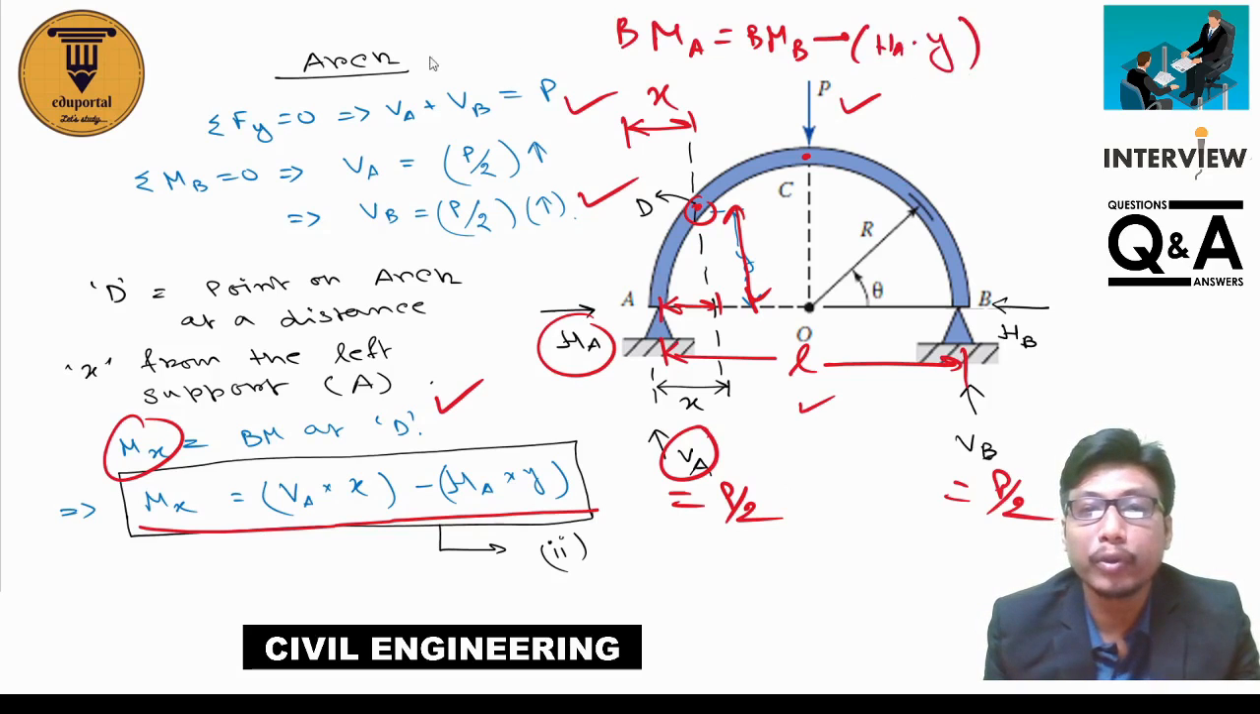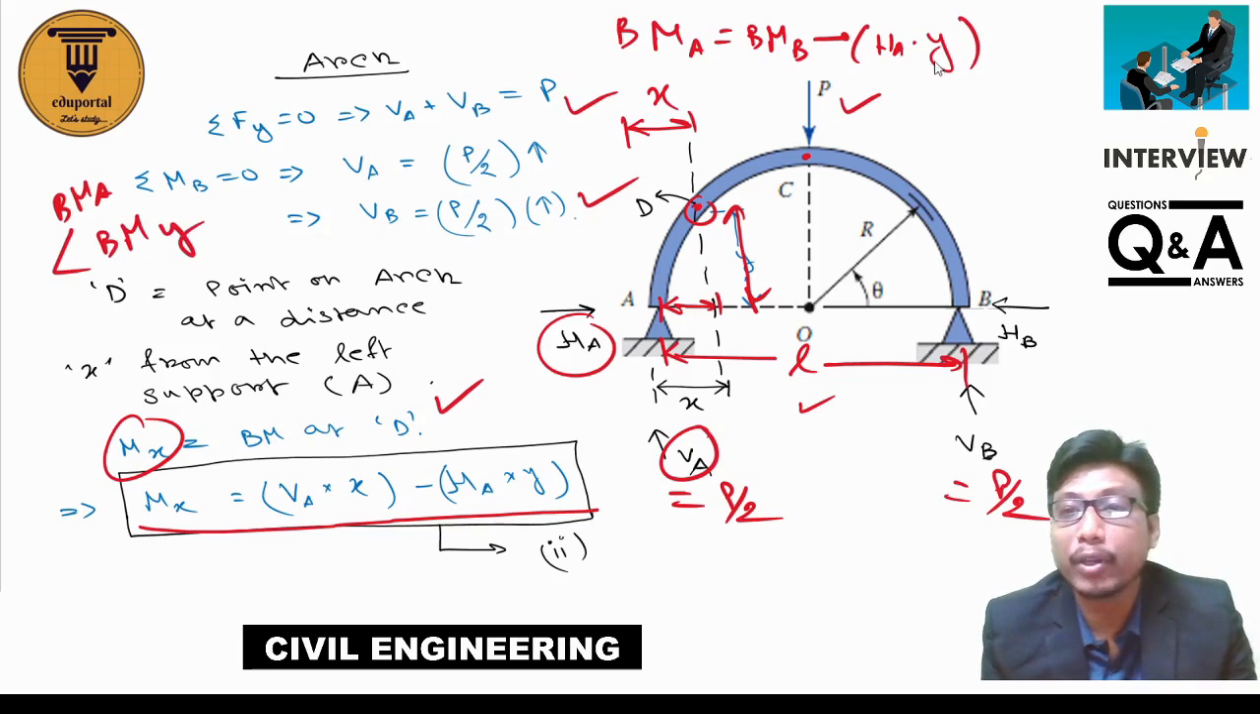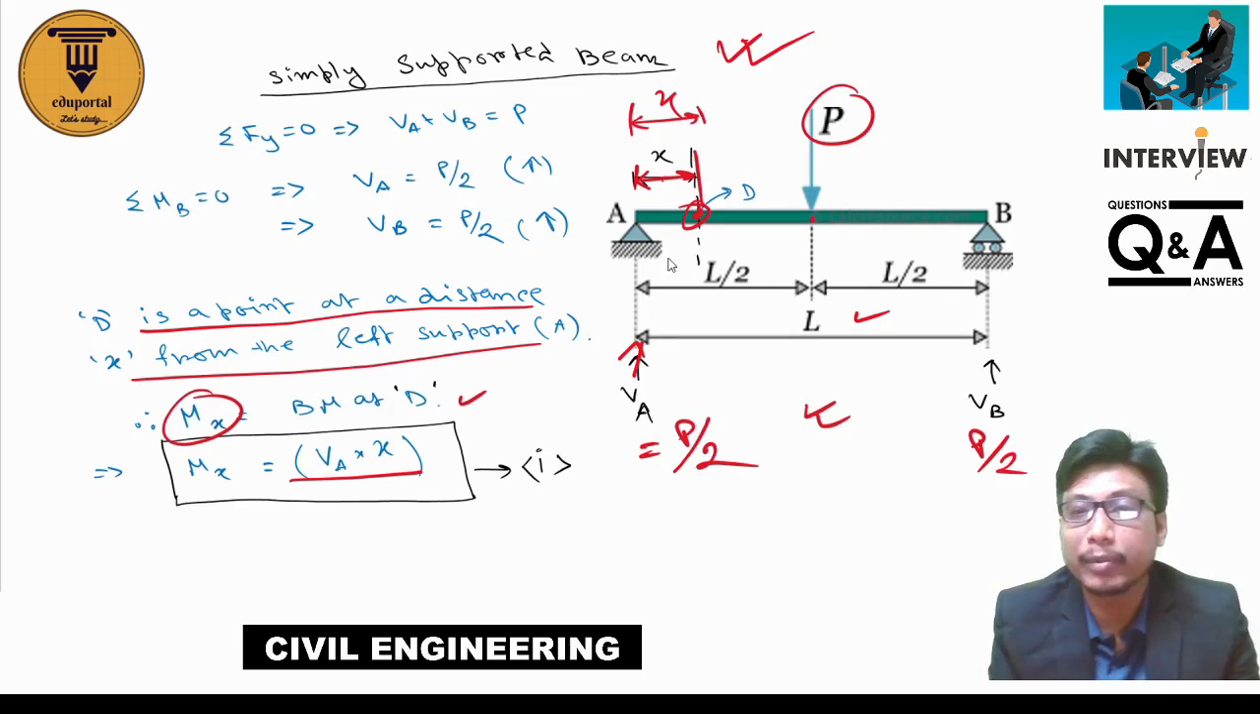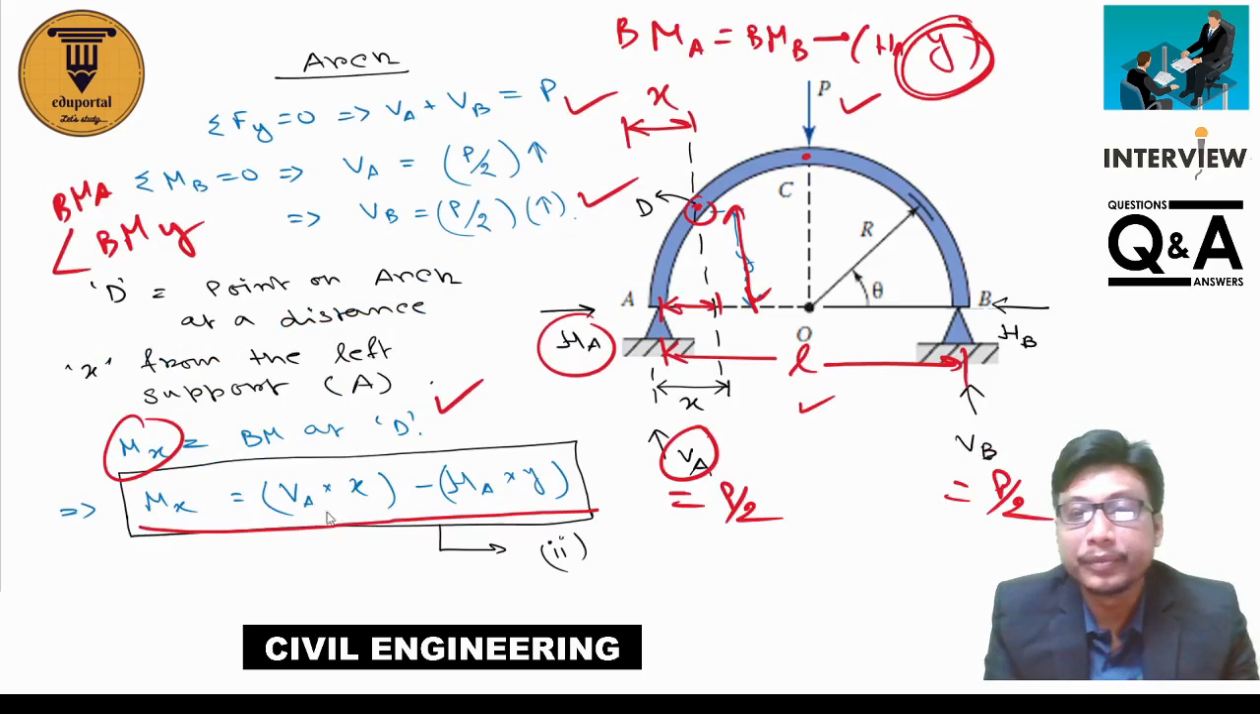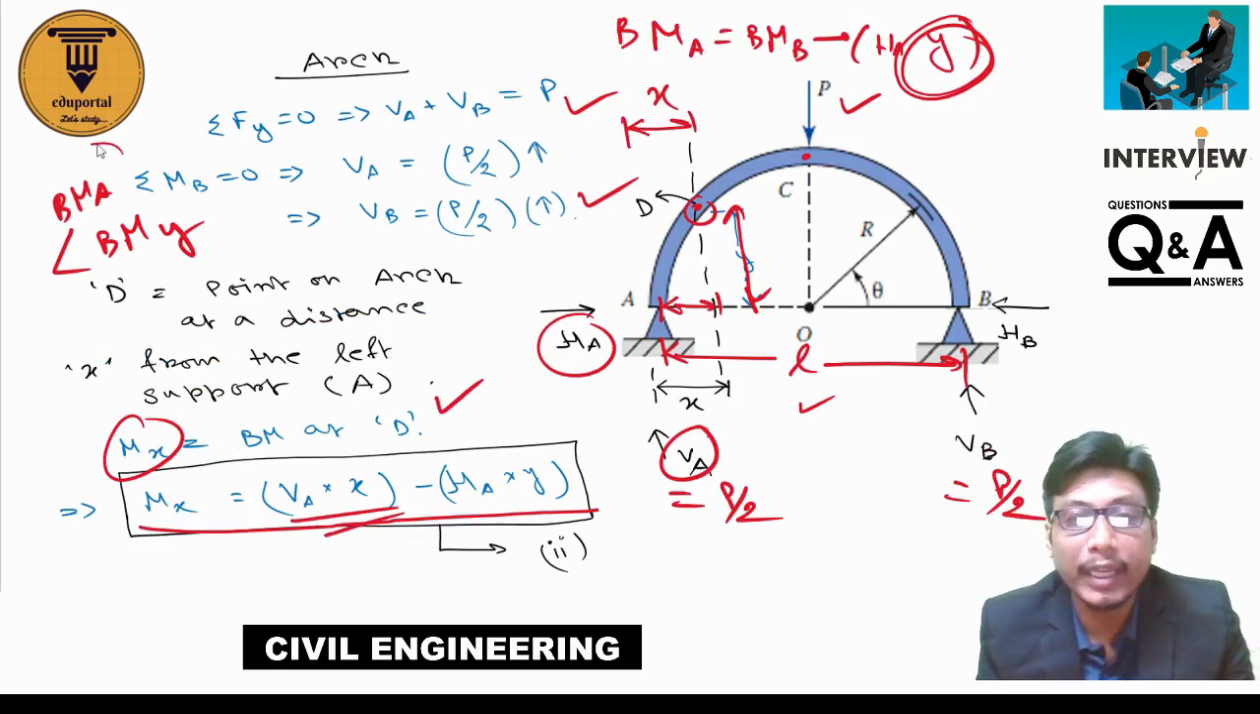So you can say that the bending moment of arch is less than the bending moment of beam. Why? Because of this height Y. Even if you take a horizontal reaction for a simply supported beam, there is no Y, so it is H into 0. Here the bending moment is VA into X, while for the arch it is VA into X minus H into Y. That's why the bending moment of arch is less than that of a beam.